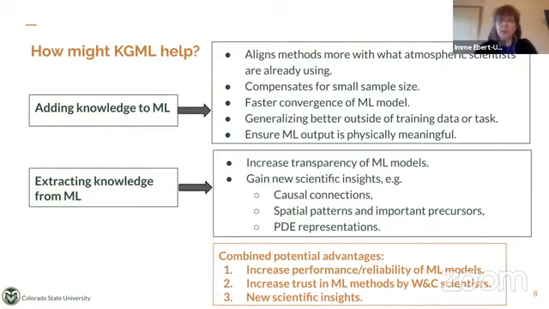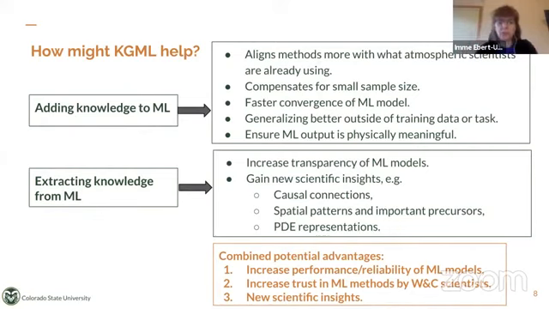Quite often, knowledge-guided machine learning methods can generalize better outside of the training data or task, and they can ensure that the machine learning output is physically meaningful. Furthermore, methods for extracting knowledge from machine learning can increase transparency of machine learning models. And you might also gain new scientific insights, which might come in the way of causal connections, spatial patterns and important precursors, or PDE representations.